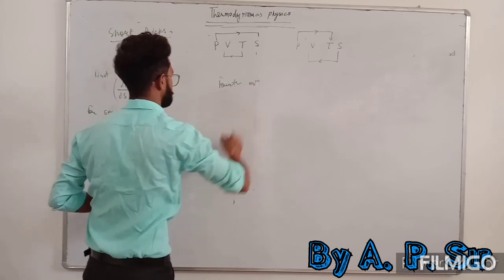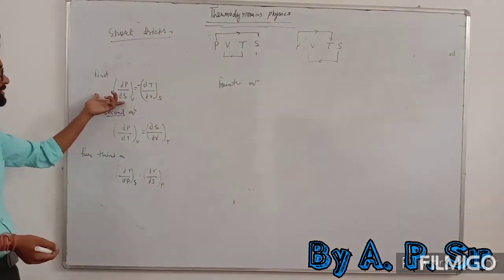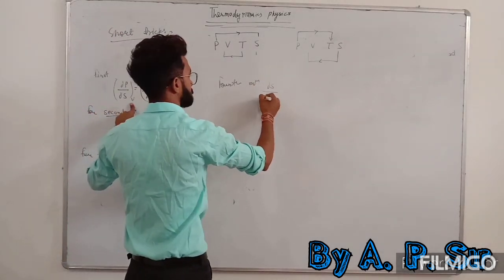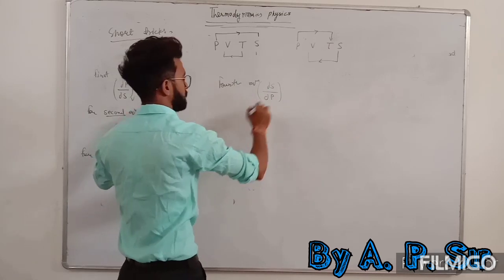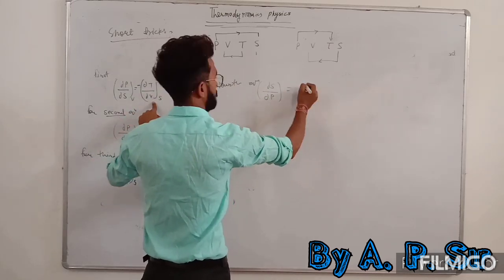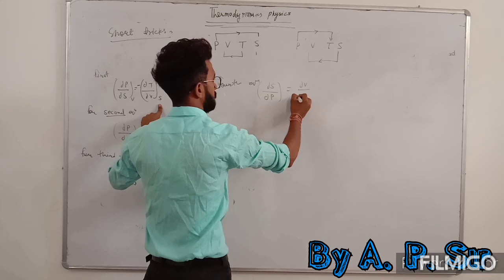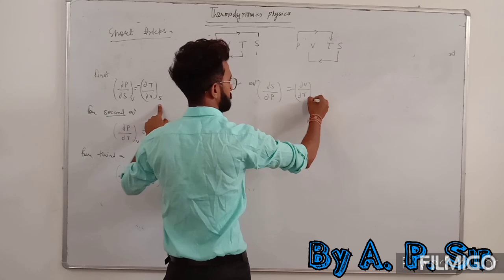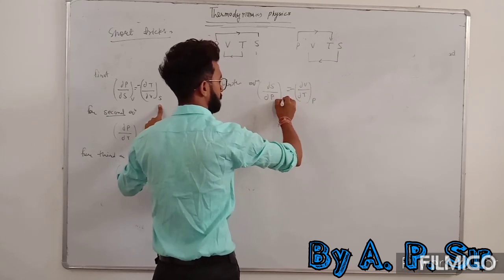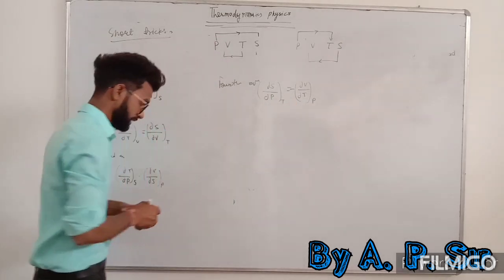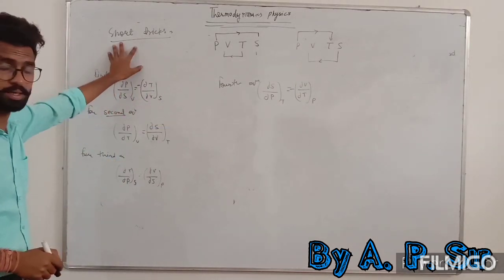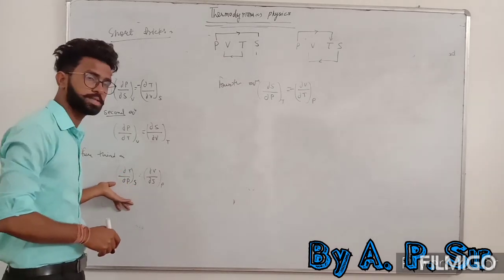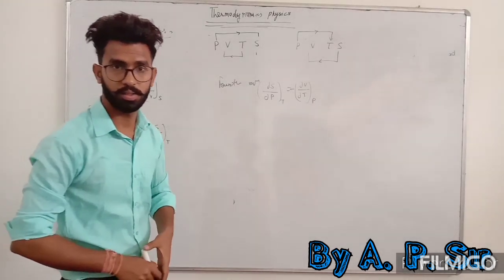For the fourth equation, it means the first reciprocal of the first equation, del S upon del P and del V upon del T. Negative sign is there and P constant and T constant. There is a short trick to learn the Maxwell equations, because these Maxwell equations are too important for us in thermodynamics solutions.